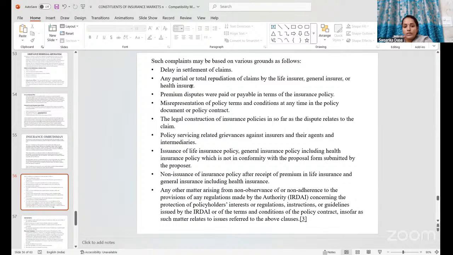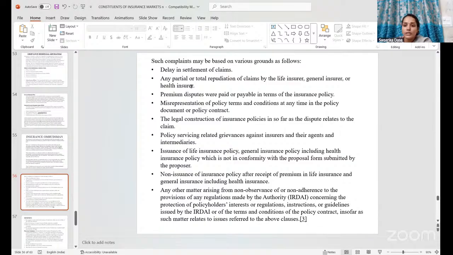Any other matter, along with all these complaints, which is related to non-observance or non-adherence to the provisions of any regulations made by the IRDA. If the insurance companies are not adhering to the rules and regulations issued by the IRDA related to the protection of the policyholder's interest, or regulations or instructions or guidelines issued by the IRDA, then they can go to the insurance ombudsman to raise a complaint regarding all these issues. These are some of the complaints which are dealt with by the insurance ombudsman.